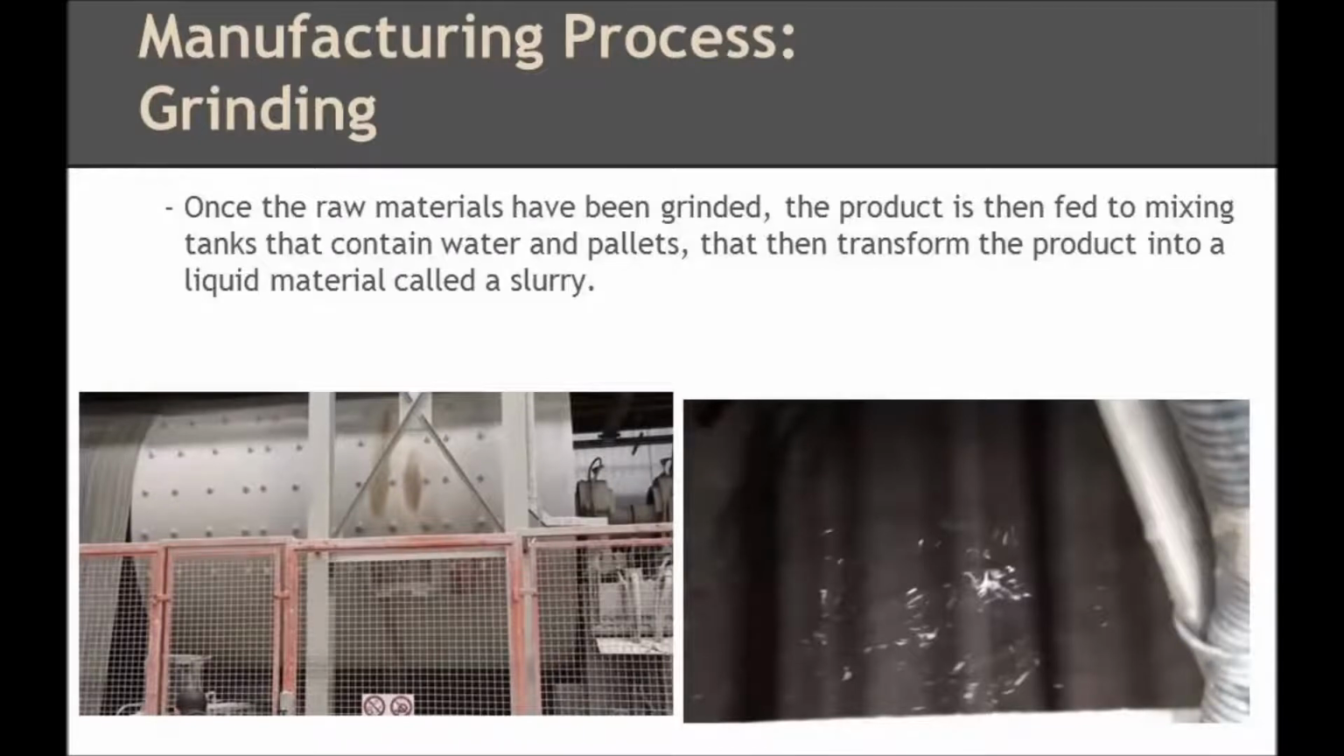Now that the raw materials have been ground, the next step starts. This is when the product is then fed to mixing tanks that contain water and ceramic pellets. In these mixing tanks, the raw materials are then transformed into a liquid-like material called a slurry.